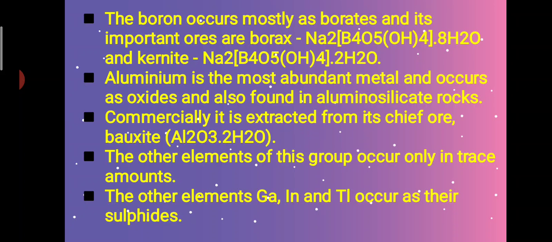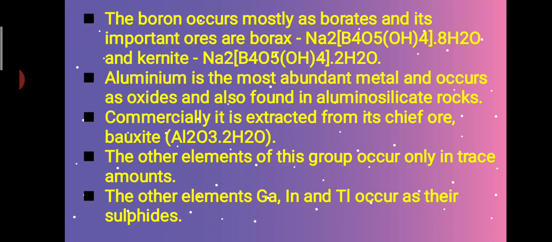So if you take boron, it mostly occurs in the form of borates. So its most important ore is borax, which is Na2B4O5(OH)4.8H2O, and the other ore is kernite, which is Na2B4O5(OH)4.2H2O.